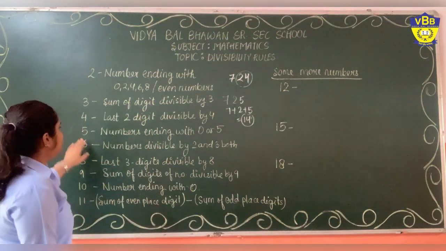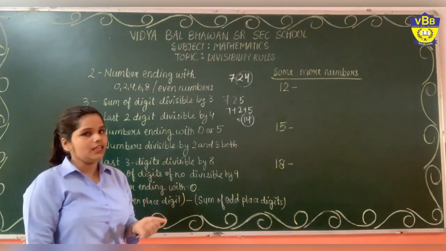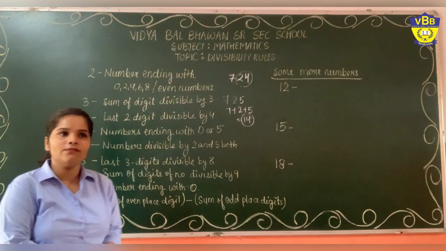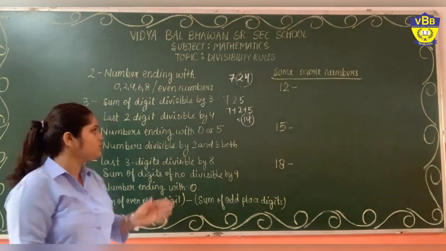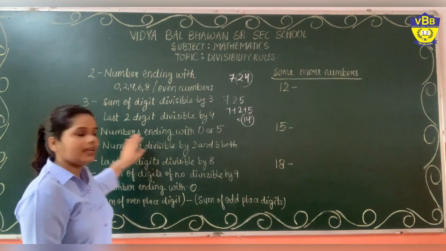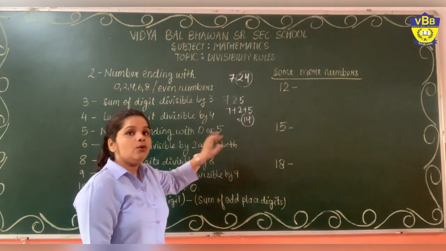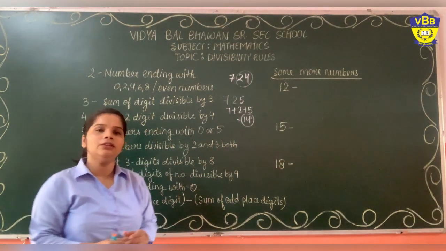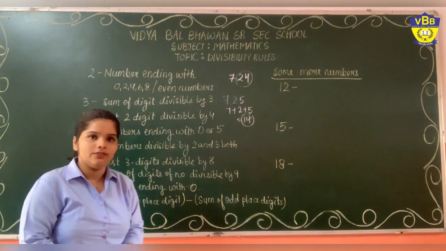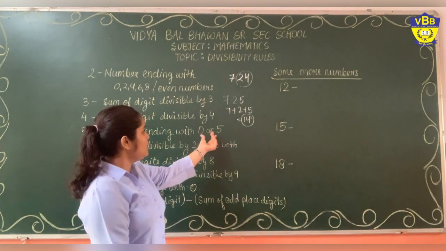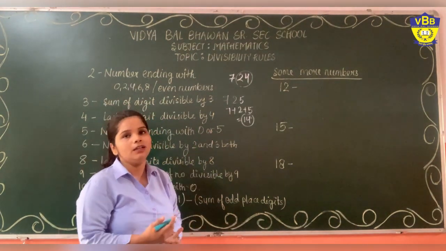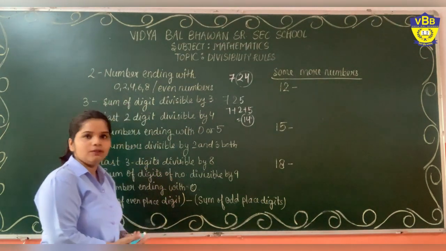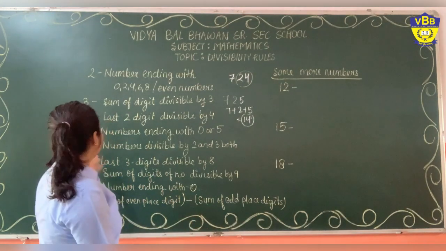After that, number 5. It is very easy. No need to do any calculation to check if a number is divisible by 5 or not. You just need to look if the number is ending with 0 or 5. Only 0 or 5. If it is ending with 0 or 5, that particular number will be divisible by 5. If it is ending with numbers other than 0 or 5, like 1, 2, 3, 4, 6, 7, 8, 9, then that number will not be divisible by 5.